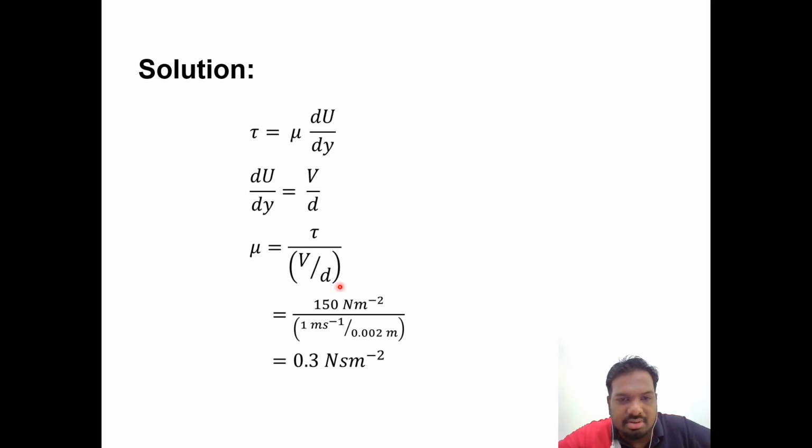Replace all the values that are given, converted to SI unit. So 2 mm converts to 0.002 meters, 1 meter per second, and 150 Newton per meter square. Solve it and you will get mu equals 0.3 Newton second per meter square. So that's for the second question.